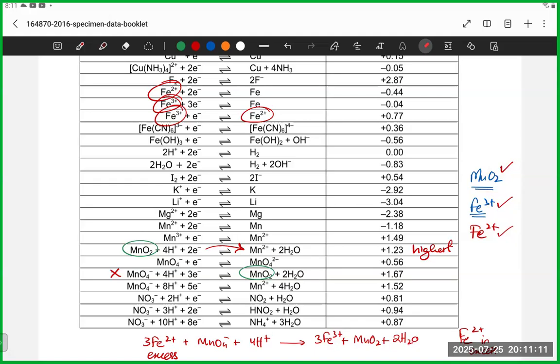And the lower potential is the one that's going to lose electrons. So minus 0.44 is the lowest, but it's Fe that loses electrons. We don't have Fe, so I'm not going to use that. Minus 0.04 is the lowest potential. That's the one that's going to lose electrons. But again, we don't have that. We don't have Fe. Then it's 0.77. Fe2 plus is the one that loses electrons. We do have Fe2 plus over here. So I'm going to pick that one. So 0.77, that's the one that's going to lose electrons.